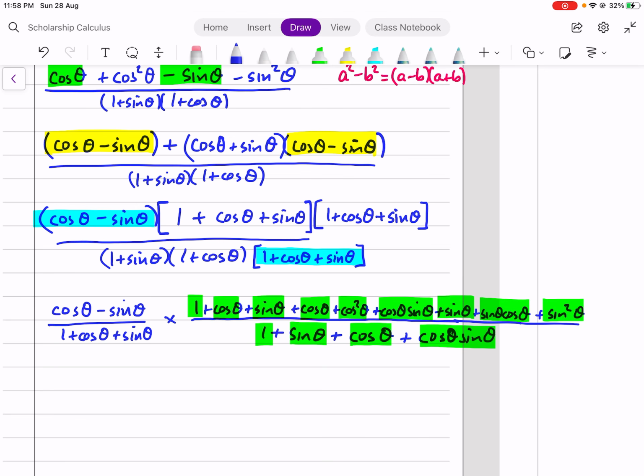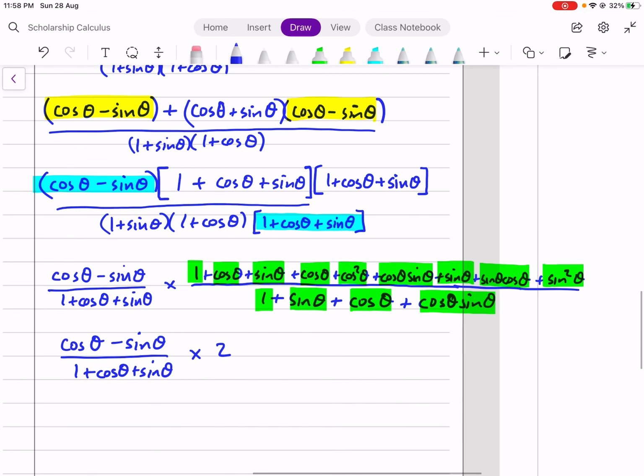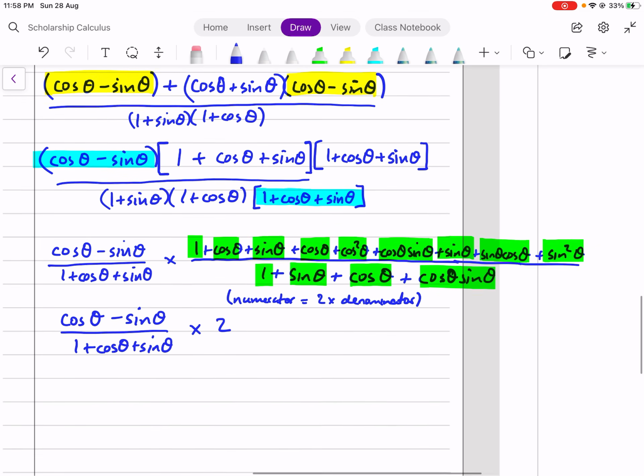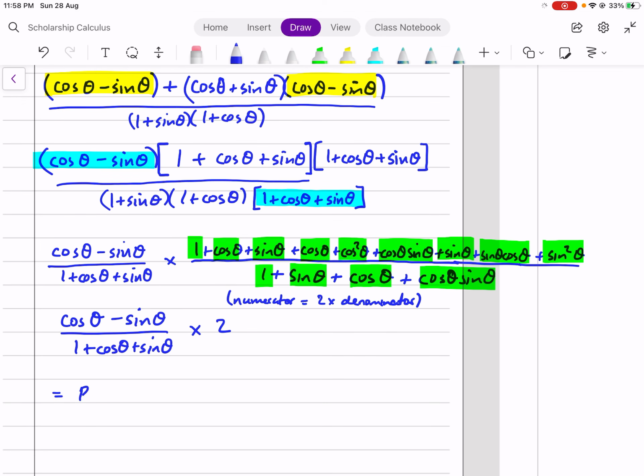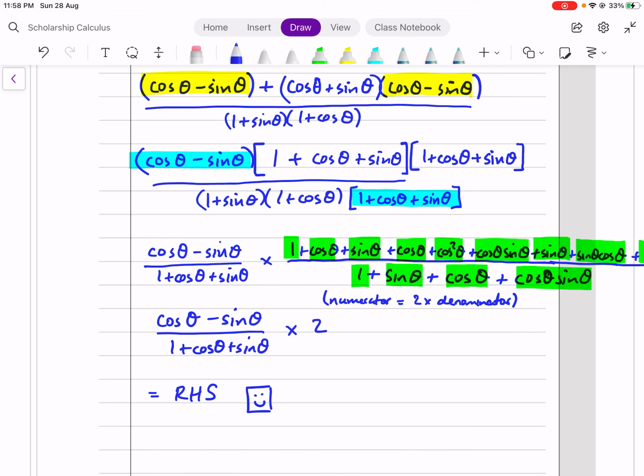So we can write cos theta minus sine theta, that probably needs a bit of explanation in your answer booklet. Something like numerator equals 2 times denominator. Maybe even explaining why the cosine squared plus sine squared, what we did with that. And then therefore that equals the right hand side, close bracket, close box, smiley face, happy days. That's question 1 of the exam. See you in later videos.